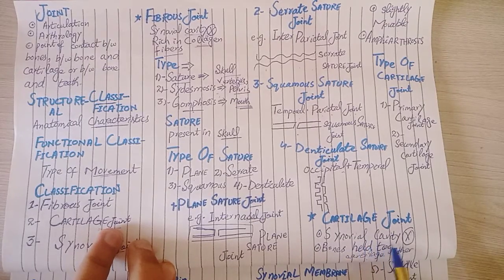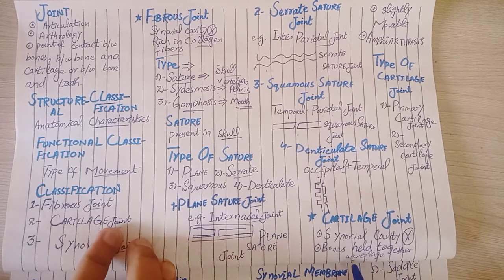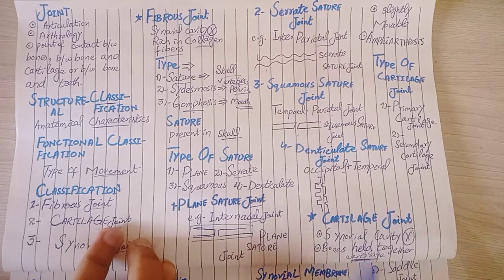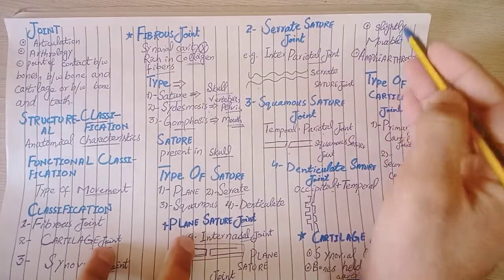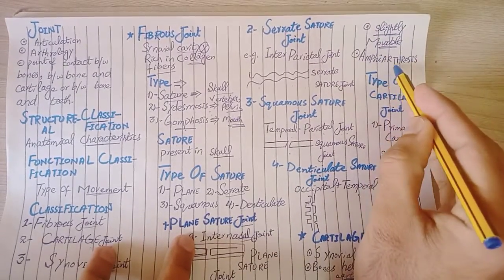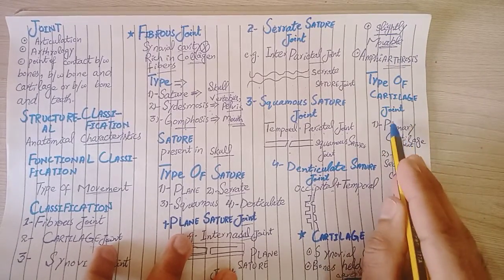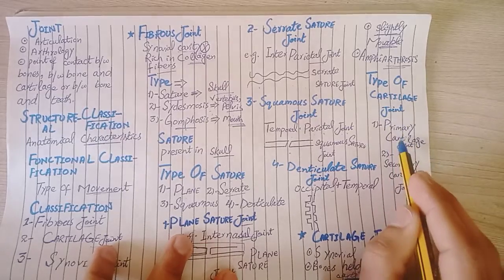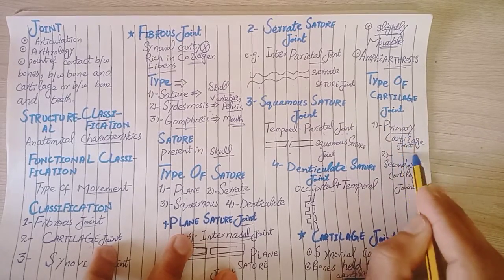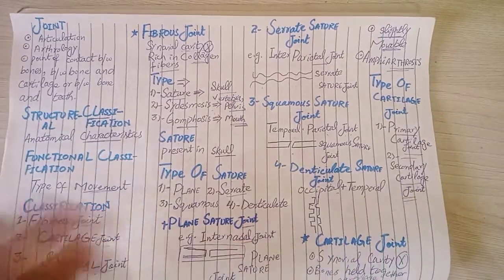Cartilage joint, in which no synovial cavity is present. Bones held together by the cartilage. Cartilage joints are slightly movable and also known as amphiarthrosis. Two types of cartilage joint. First type is primary cartilage joint. Second type is secondary cartilage joint.